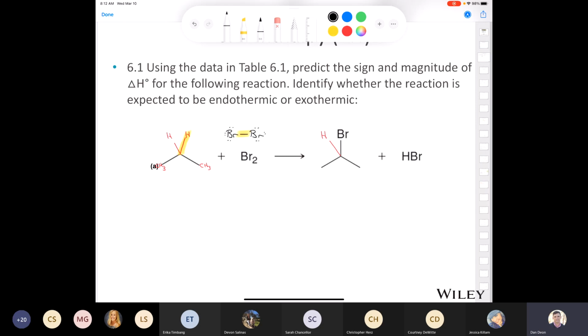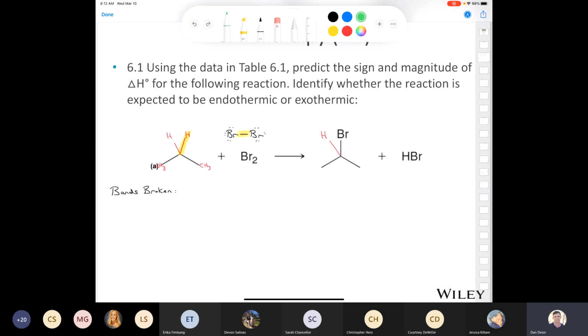So if we tally up the bonds that are broken, we're going to have to put in a positive amount of energy to break that bond. Energy in to break a bond, because we know that bonds are more stable than the radicals, if we have the free radicals. So how much energy does it take to break those bonds?